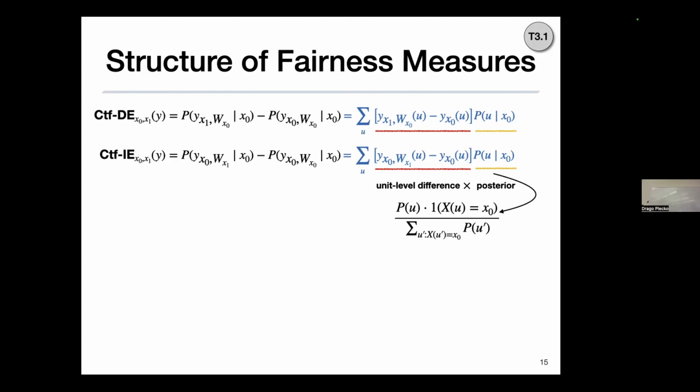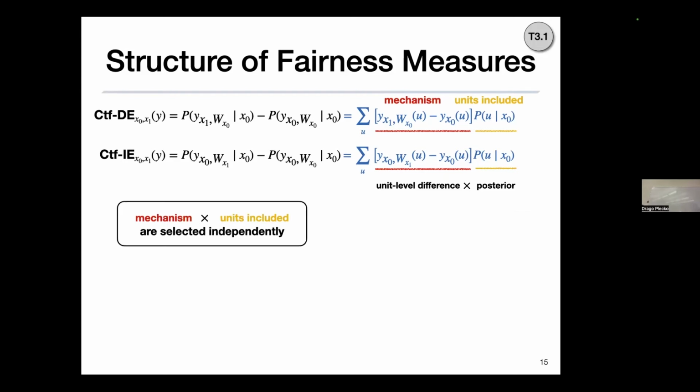What is important is that this factorization allows us to make many observations. There are two parts. The first part selects the mechanism that we're trying to understand, which is either direct or indirect. The second part selects the group of units that we're trying to analyze. Importantly, these two things are selected almost independently, so we're talking about the mechanism and the units almost independently.